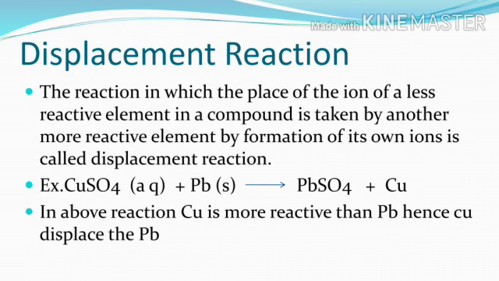Third reaction is displacement reaction. The reaction in which the place of the ion of a less reactive element in a compound is taken by another more reactive element by formation of its own ions is called as displacement reaction. For example, when CuSO4 reacts with lead, that is Pb, it gives rise to formation of lead sulfate plus Cu. Here Pb displaces the Cu and lead sulfate solution is formed. Hence it is called as a displacement reaction.